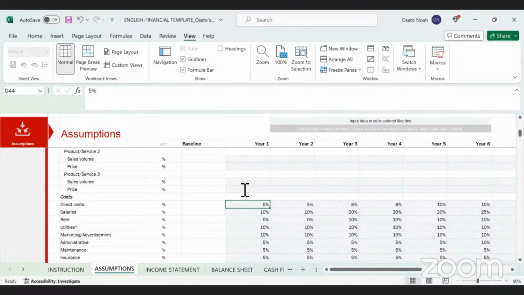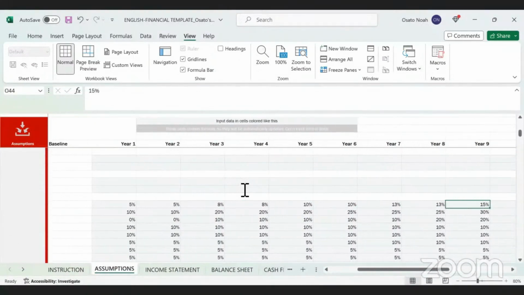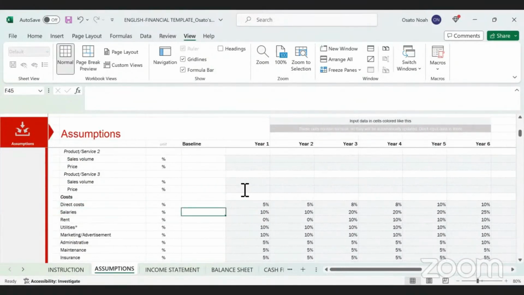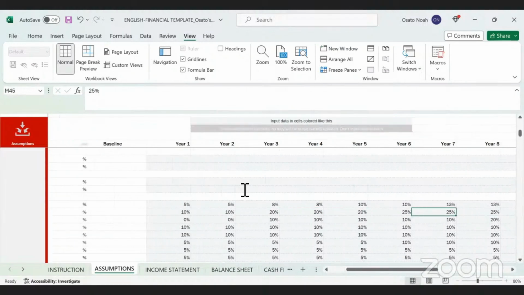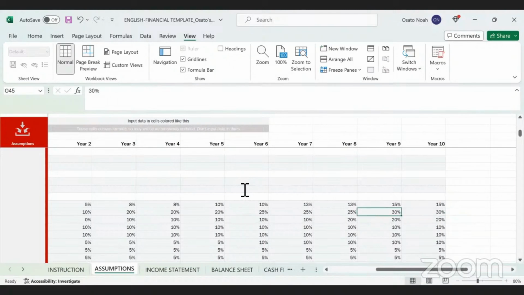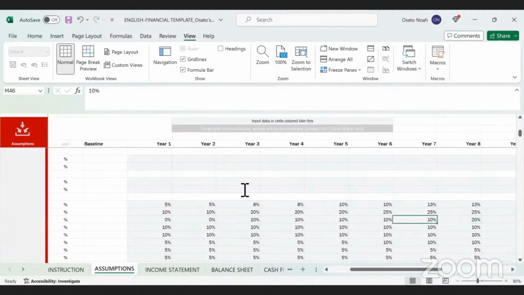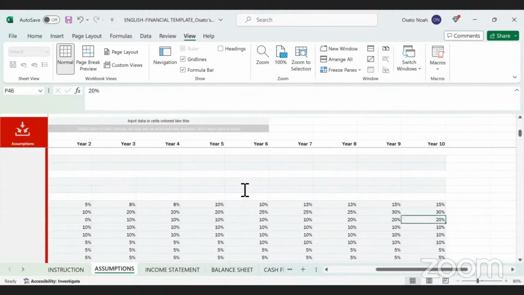And we envisage that the direct cost to our production will be 5% and increase marginally up to 15% by year 10. And then the salaries, we feel salaries will increase 10% after year 1, and then probably, due to the inflationary rate, 20%, and then it will get to 30% by year 10, looking at the trend of inflation as well. Then our rent will increase for the first 2 years. It will increase to 10% marginally up until year 7, and then 20% by year 10.